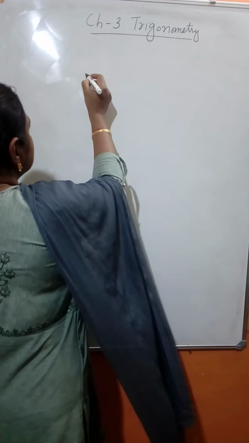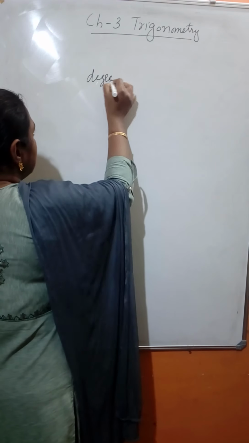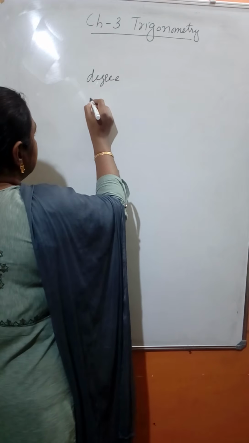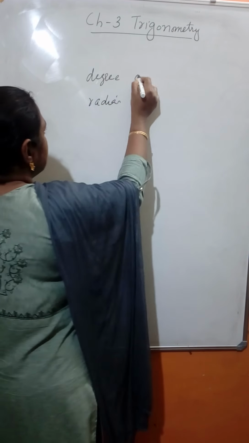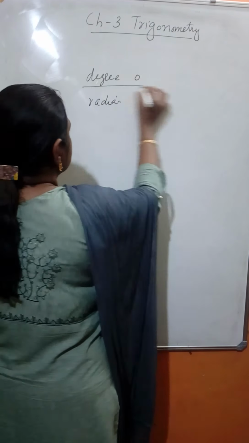Before that, we will see the standard values for some angles in degrees and radians. What is the corresponding radian measure for 0 degree, 30 degree, then 45? You have to remember this, because in problems we will have to apply it, along with 180 degree, then 270 degree and 360 degree.